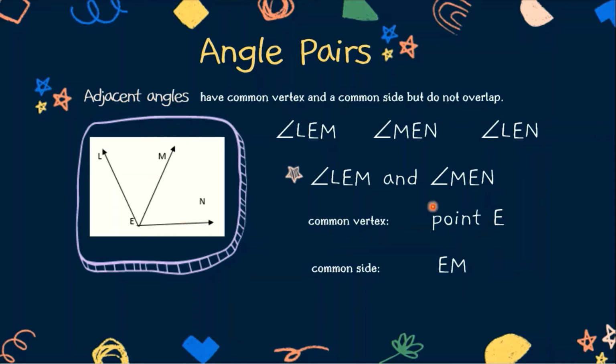Compared, say for example, to LEM and LEN, this is angle LEM. Ito naman yung LEN. Yes, they have a common vertex, point E. They also have a common side, LE. However, they overlap. Ito yung LEN at ito yung LEM. Angle LEM, ito ay nasa loob ng LEN. They overlap. For 2 angles to be adjacent to each other, 3 conditions must be met. Aside from having a common vertex and a common side, they must not overlap. Dapat magkadikit lang sila. They must be next to each other but not overlapping.